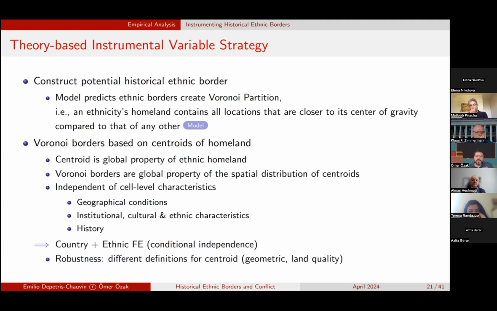Of course, we're going to be using one specific instrument. We show you that how we construct our instrument doesn't really seem to matter. Our analysis is really robust to what we use as centroids, how we construct these Voronoi partitions, etc.